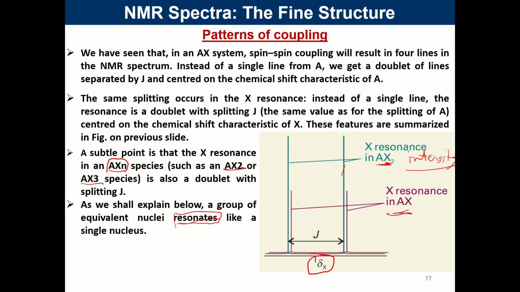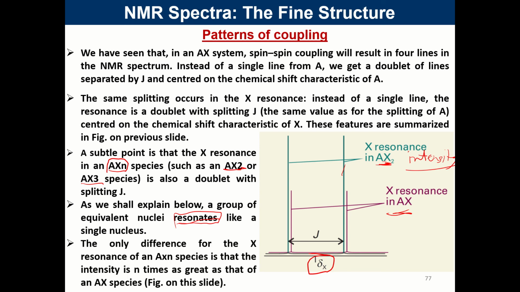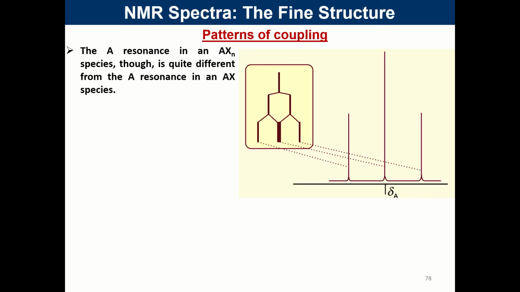So for such nuclei, as the number increases, the outcome is that for the X nucleus, whether you have AX, AX2, or AX3, there will be a doublet due to the spin-spin coupling with A, and the increase in intensity would be observed as you go from AX to AX2 to AX3, nothing more than that. Now, what will happen to the A resonance?